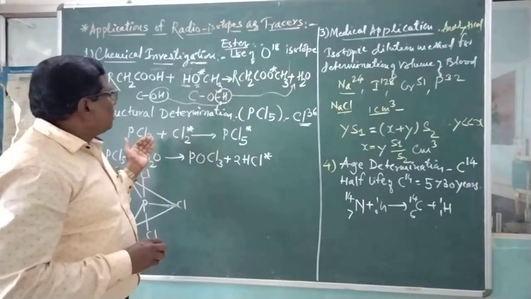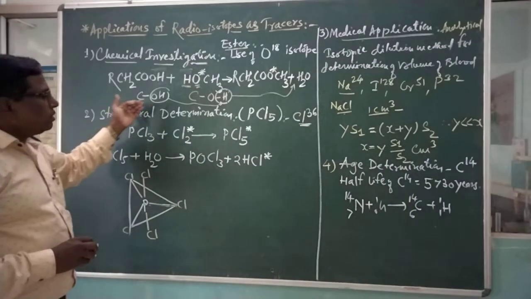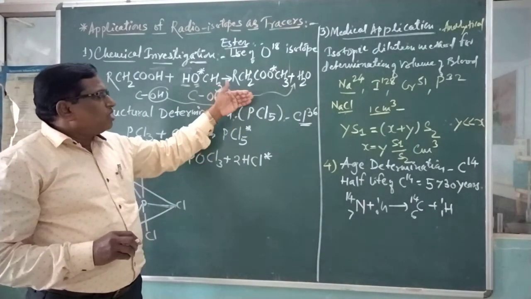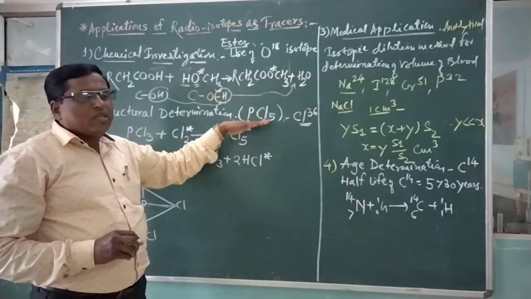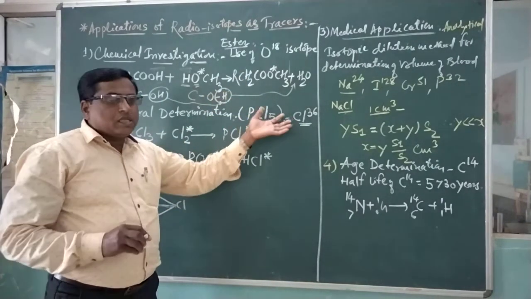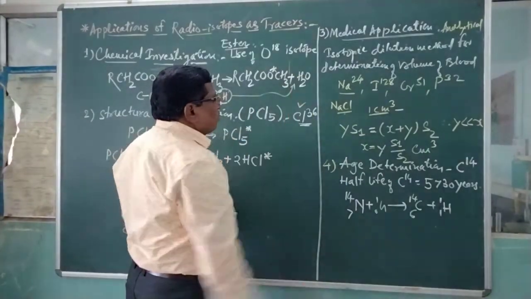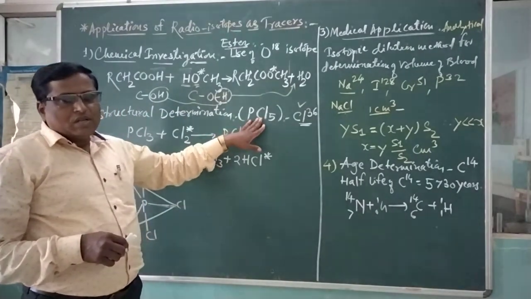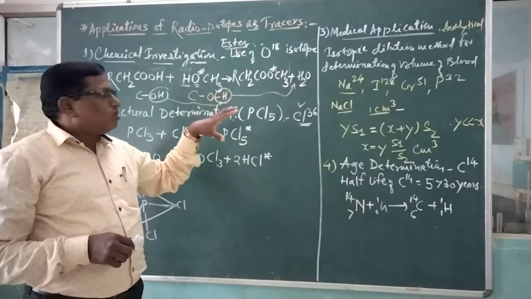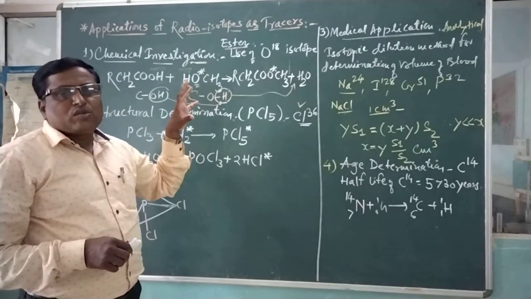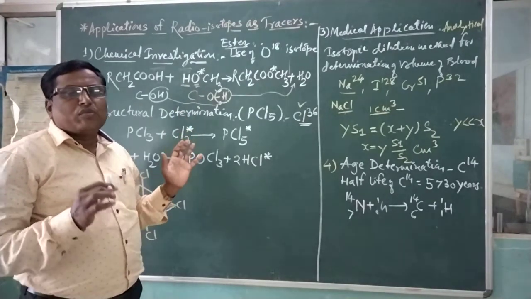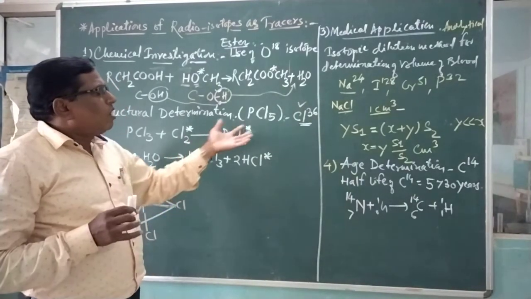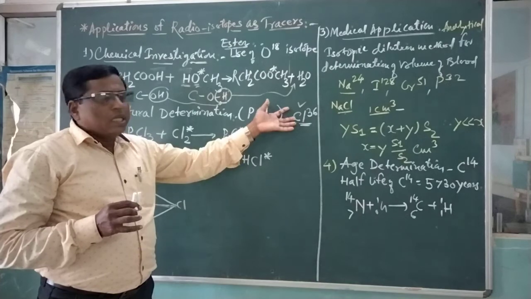Next application is structural determination, that is the determination of the PCl5 structure, that is phosphorus pentachloride. In case of PCl5 determination, the Cl36 isotope is useful. What happens in PCl5? There are 5 Cl atoms. Are they equivalent with respect to the phosphorus or not? This was the question in front of the scientists, and it can be solved by taking the labeled isotope Cl36.